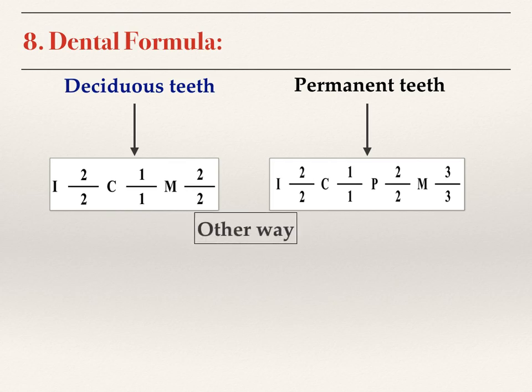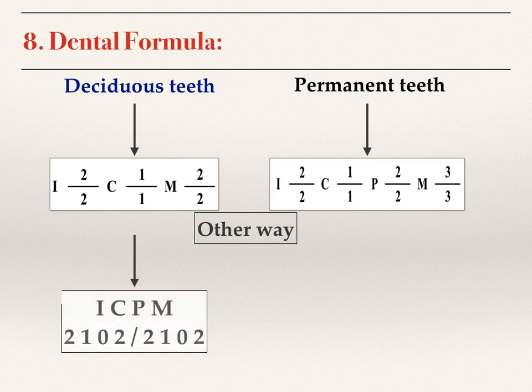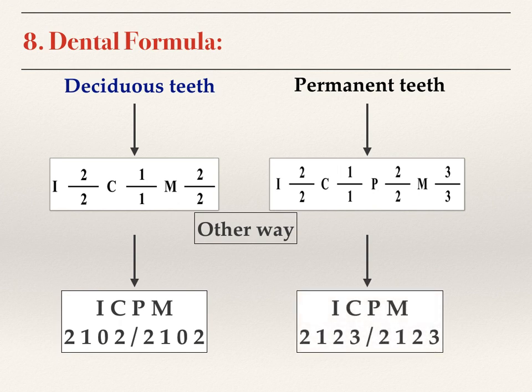And there is a scientific new way of writing the dental formula as follows. ICPM. I incisor, C canine, P premolar, and M molar. 2102 upper and 2102 lower. And for permanent, 2123. 2 incisors, 1 canine, 2 premolars, and 3 molars above, and 2123 for lower teeth.